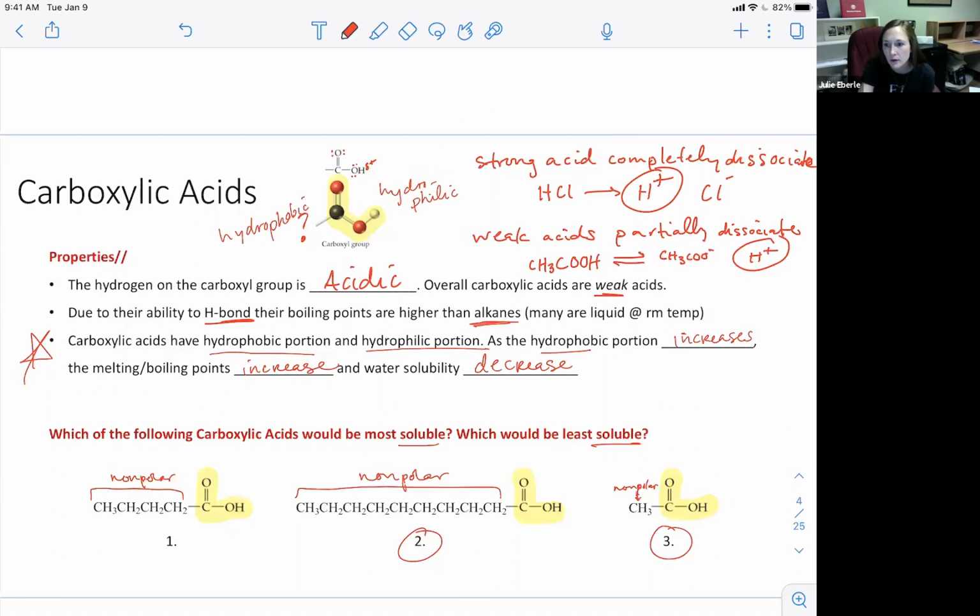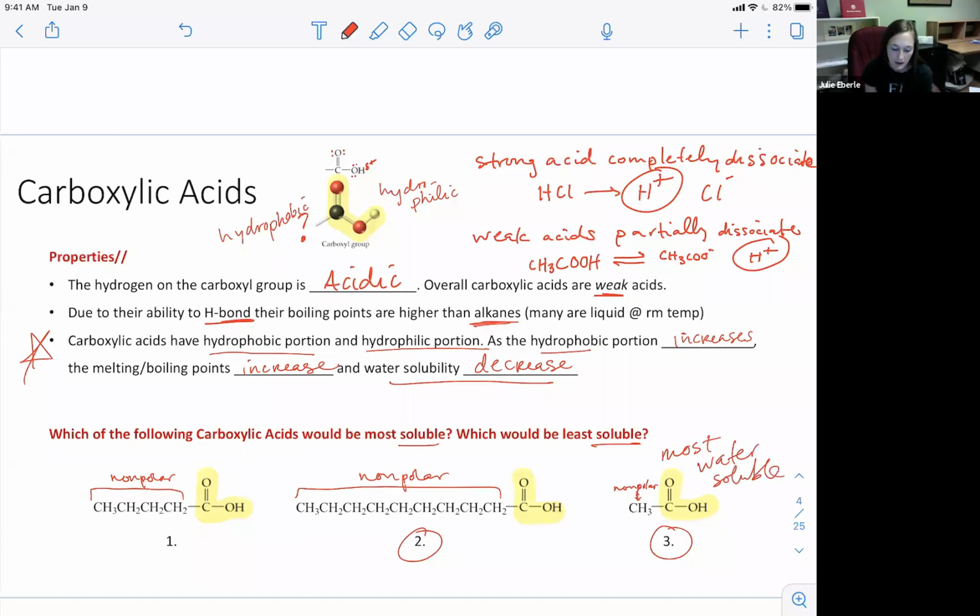So here were the choices. Most everybody said that number 3 would be the most soluble, and that is true, because as the hydrophobic portion increases, water solubility decreases. That means the one with the shortest hydrophobic portion is the most water soluble. So this one is definitely most water soluble.